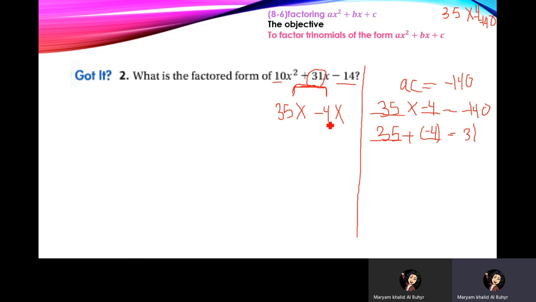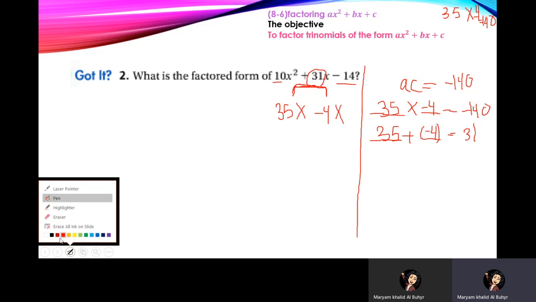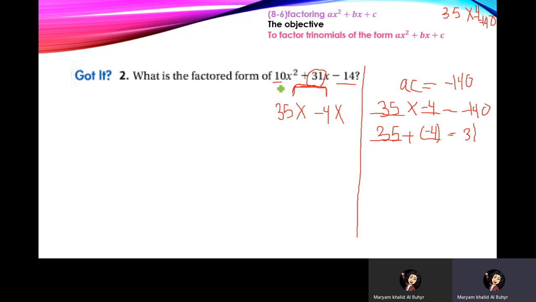If you add these like terms, you will get 31x. So here you have, I'll drop the others, 10x squared plus minus 14. Now I'm going to take the factor between these. So what is the greatest common factor here? 5. For sure, I will take 5x.